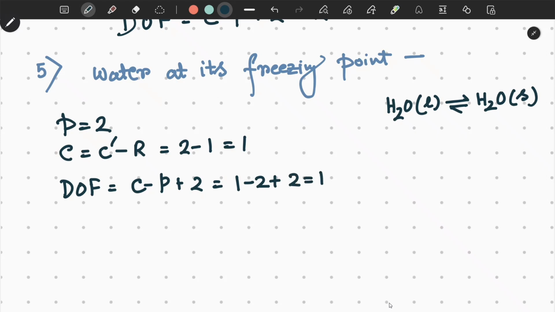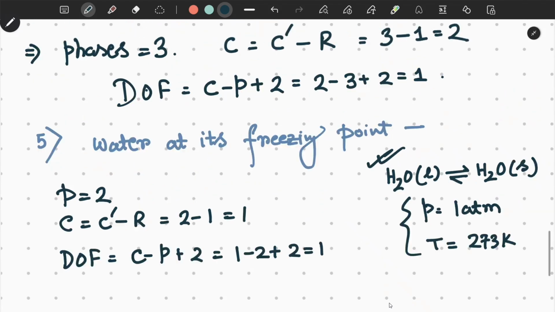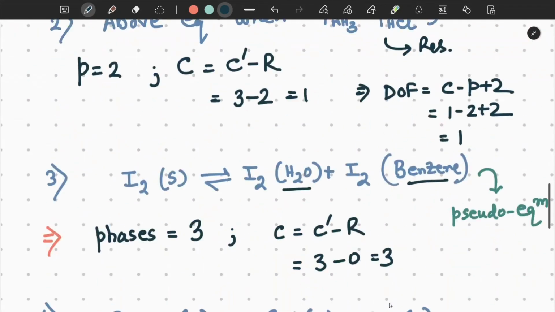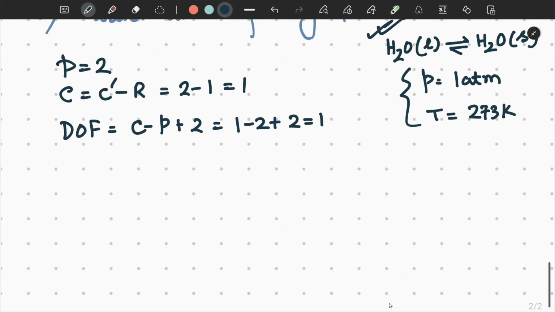So degree of freedom means that, among temperature and pressure, you can choose only one. If you choose the pressure as 1 atm, automatically the temperature will be 273 Kelvin. Yes, that's the degrees of freedom. Or if you choose the temperature as 273 Kelvin, it will automatically be 1 atm pressure. Okay, for each case, we have already discussed the degrees of freedom in terms of pressure and temperature.